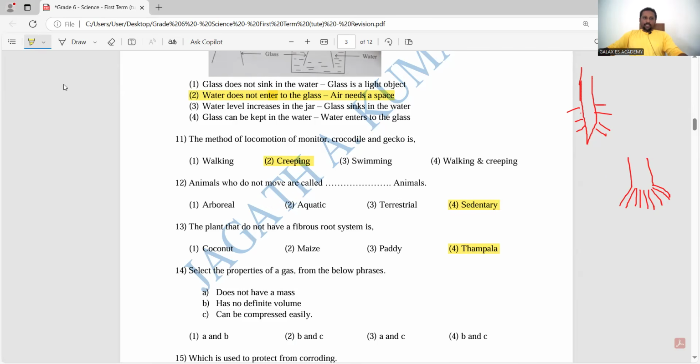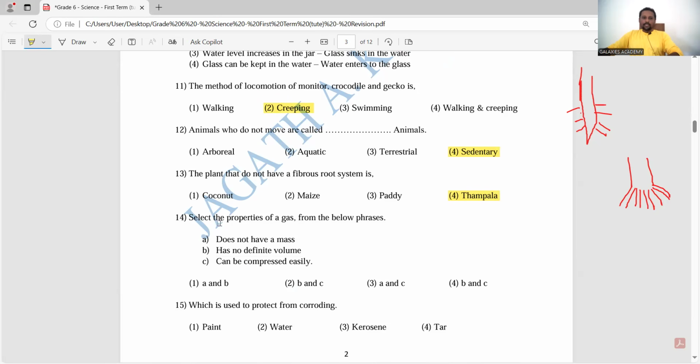Question number 14 given. Select the properties of gas from the below phrases. First one, does not have a mass. No, it is incorrect. Why? Because for gas, you can think about air. Air has mass, because air is matter, no? So this one is incorrect.